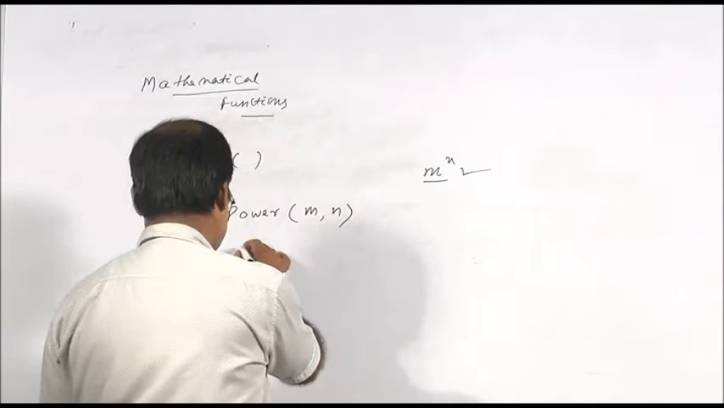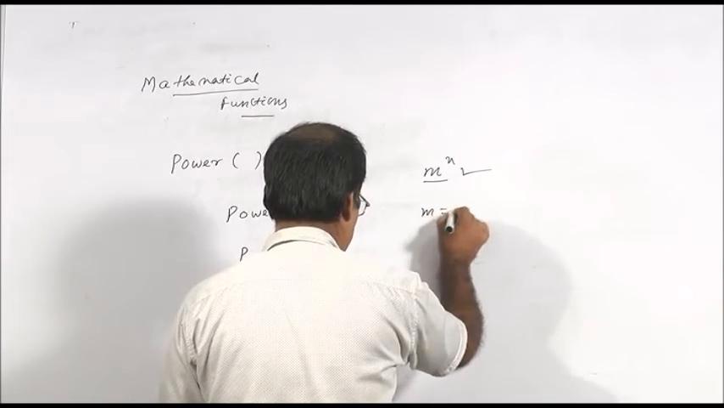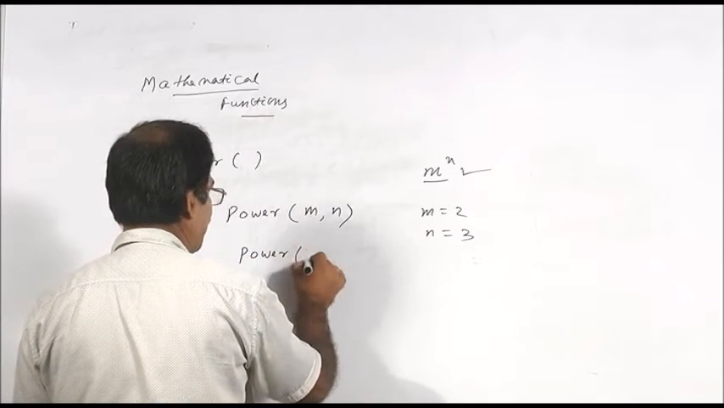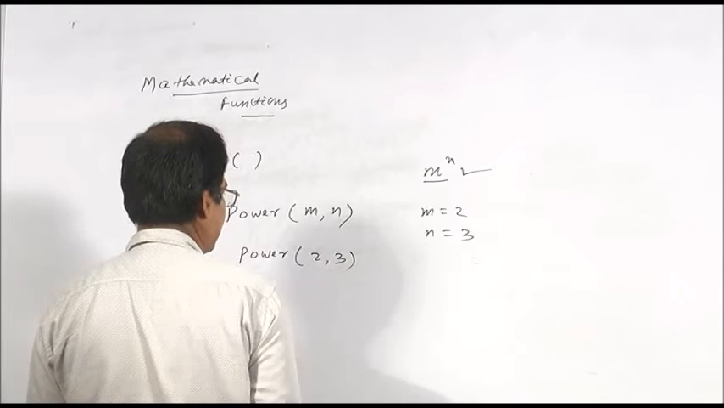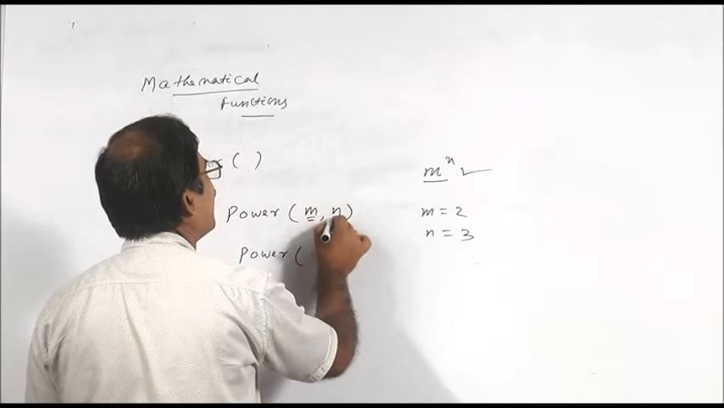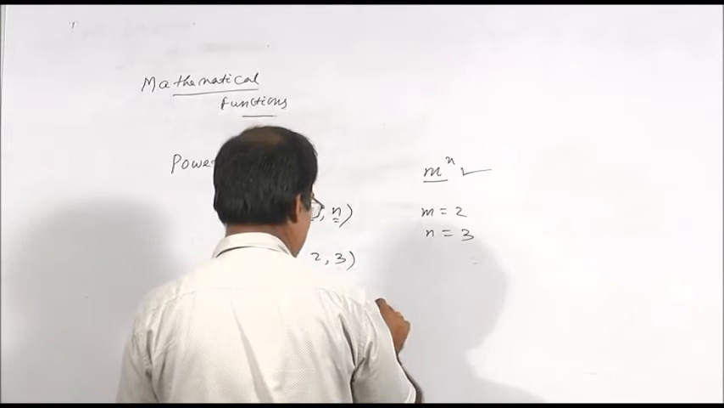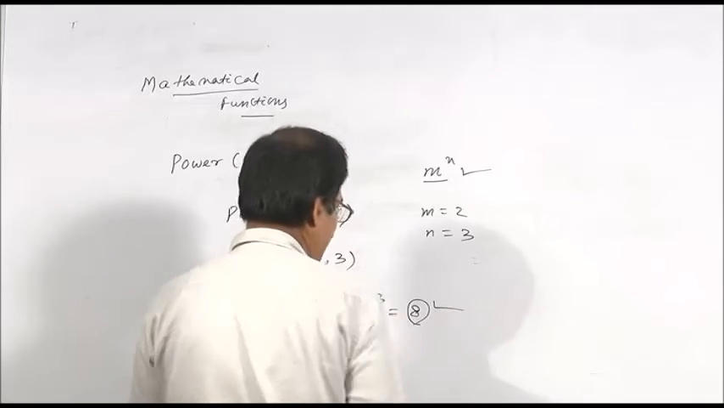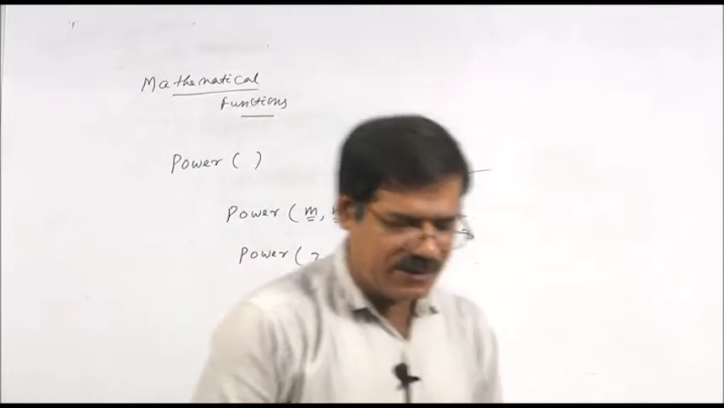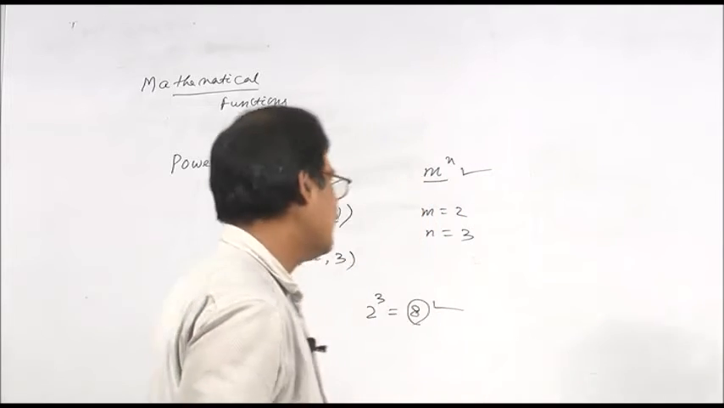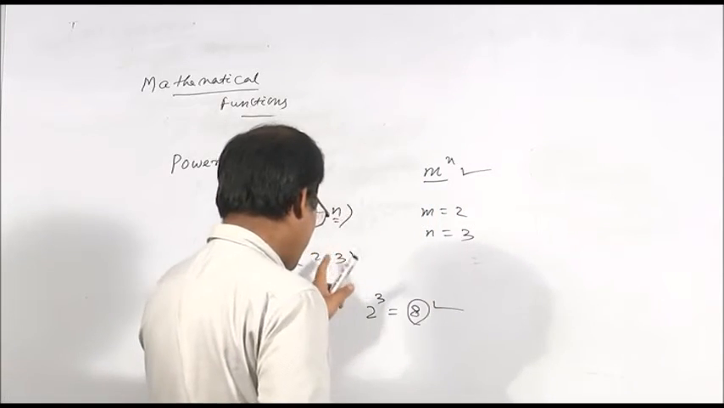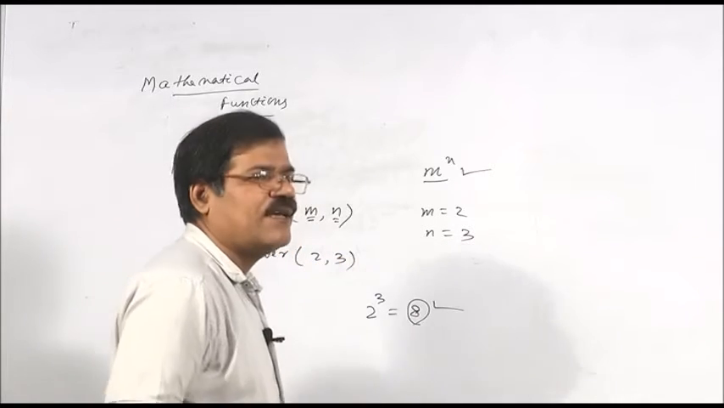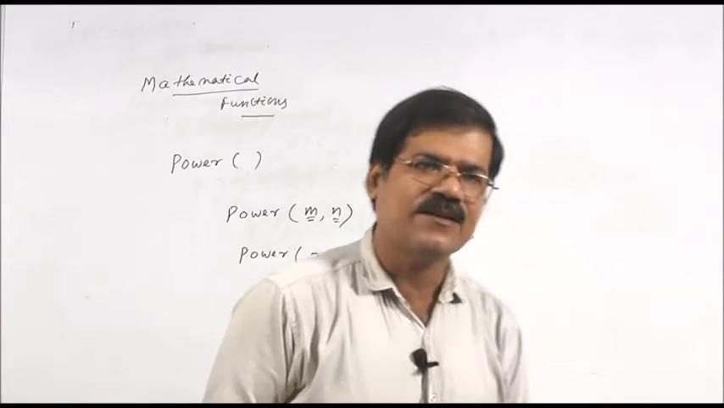Suppose m is equal to 2 and n is equal to 3. So you write power(2, 3). What will it return? The m value is 2, the n value is 3, so your result will be 2 to the power 3, which is 8. Your output will be 8, because 2 to the power 3 is 8.